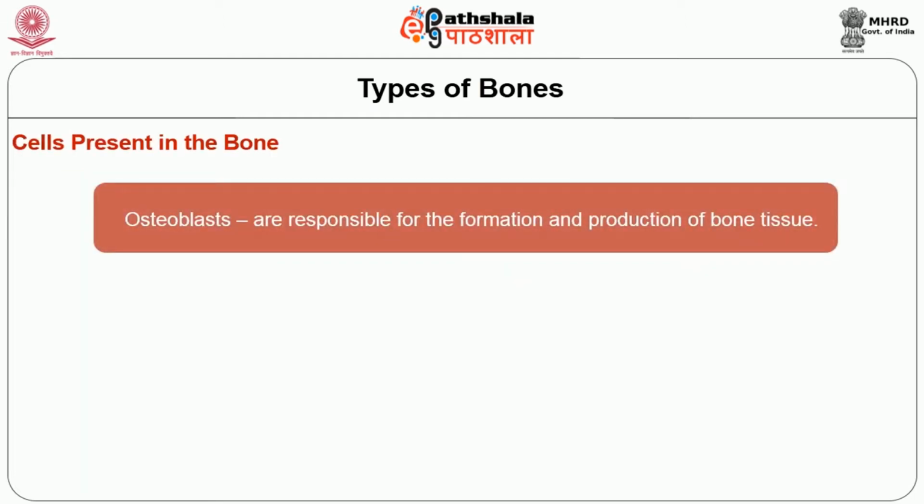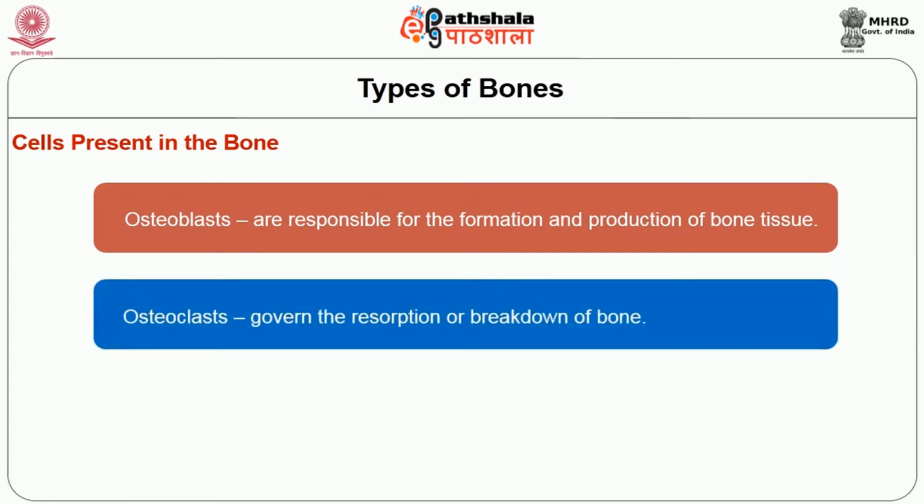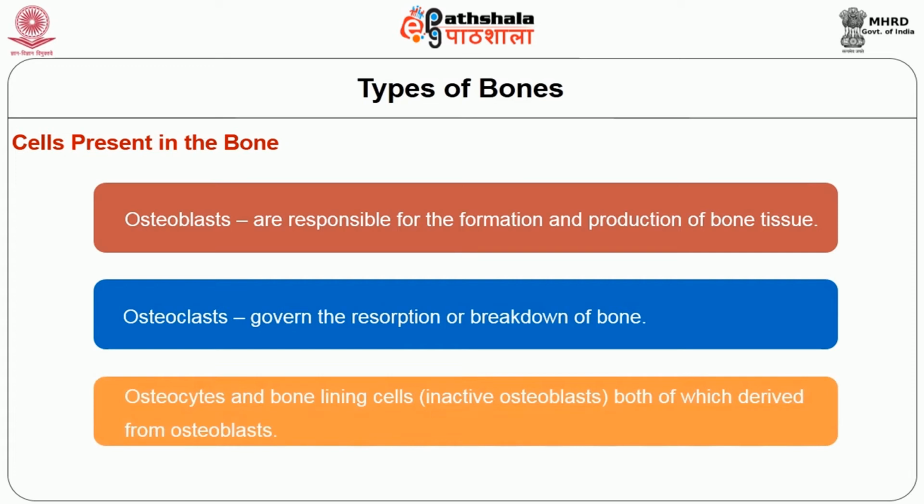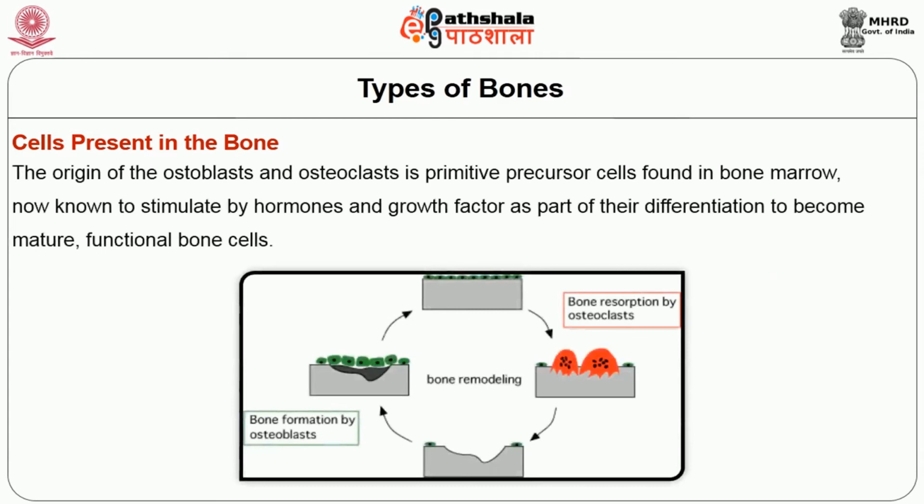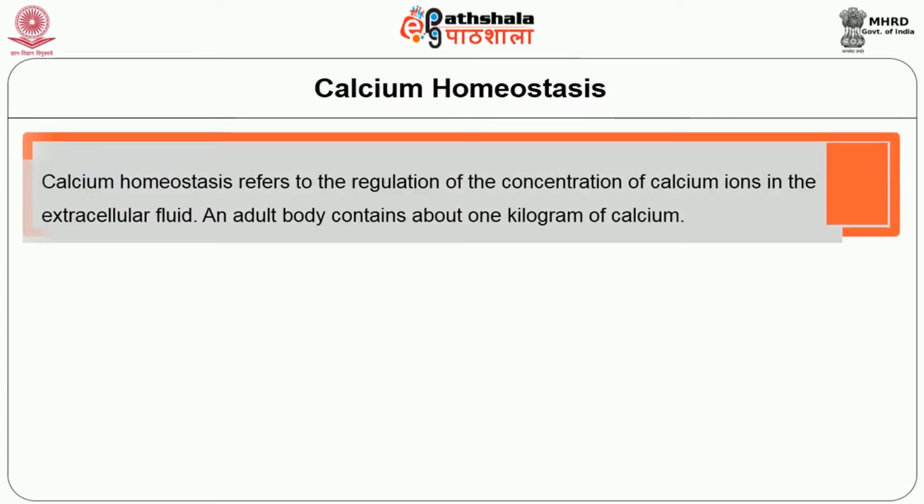What are the cells present in the bone? Commonly, the cells present in bone are osteoblasts, osteoclasts and osteocytes. Osteoblasts are responsible for the formation and production of bone tissue. Osteoclasts govern the resorption or breakdown of bone. Osteocytes and bone lining cells, which are actually inactive osteoblasts, are both derived from osteoblasts. The origin of osteoblasts and osteoclasts is primitive precursor cells found in the bone marrow, and you need to know that hormones and growth factors stimulate these as part of their differentiation to become mature and functional bone cells.